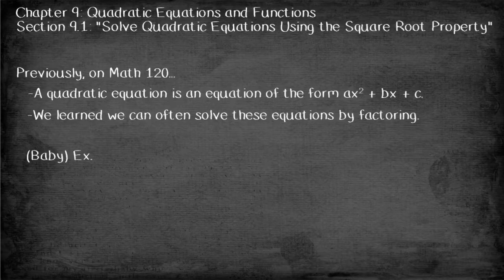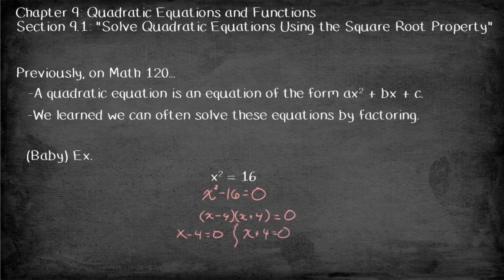So let's warm up with a little baby example. Here we have x squared equals 16. So we're going to do what our training tells us to do. First thing that we want to do is get everything on one side so that we have x squared minus 16 equals 0, and then we want to factor. And then we use our zero product property. And there we have our answers. x is equal to 4 and x is equal to negative 4.